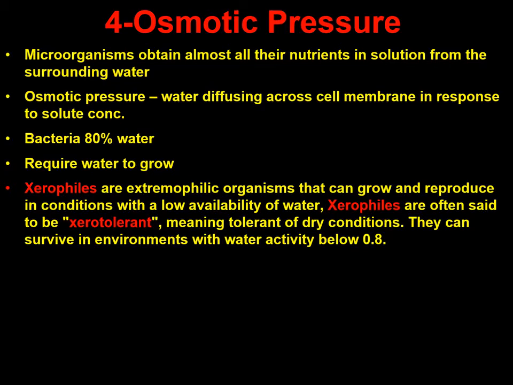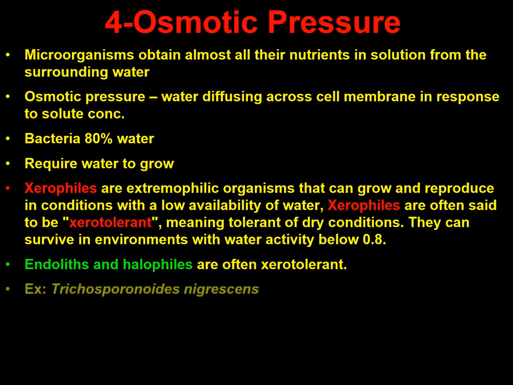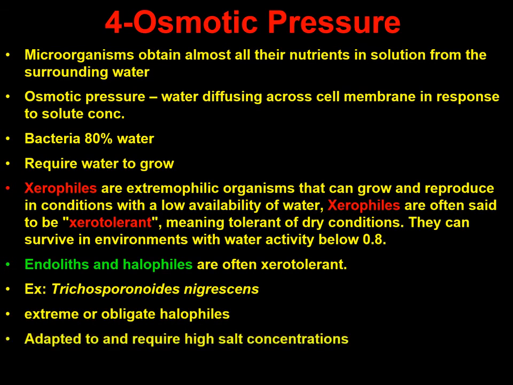They can survive in a nutrient with water activity below 0.8. Endoliths and halophiles are often xerotolerant, like Trichosporonoides nigrescens. Extreme or obligate halophiles are adapted to and require a high salt concentration, like Halococcus or Halobacterium.